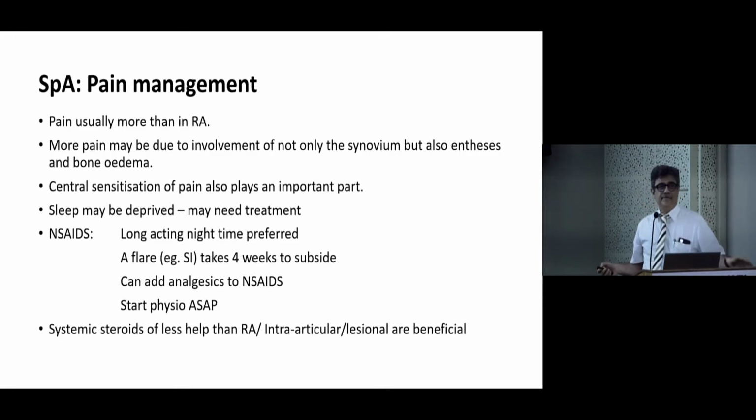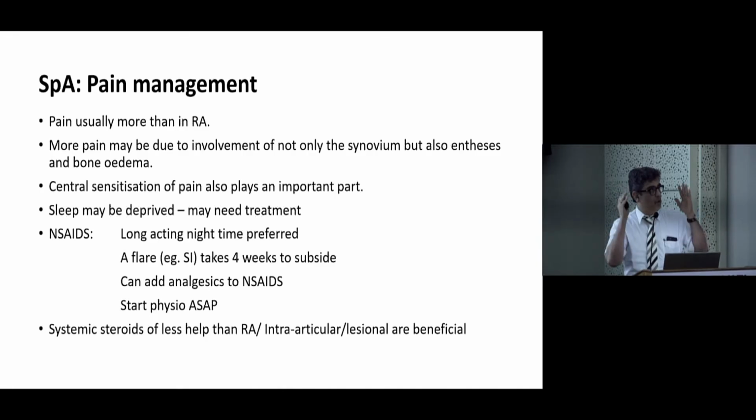Importantly, a flare of sacroiliitis takes easily 4 to 6 weeks to settle down. So many times what we see in the clinic is that anti-inflammatories are given for only 2 weeks and then stopped, and again the pain comes back. They feel that the earlier anti-inflammatory did not work, and the anti-inflammatory is switched.